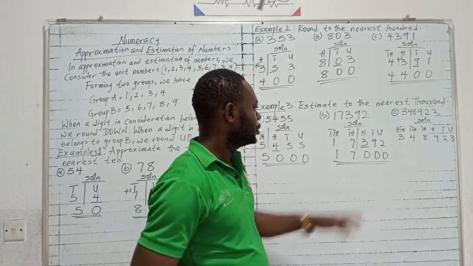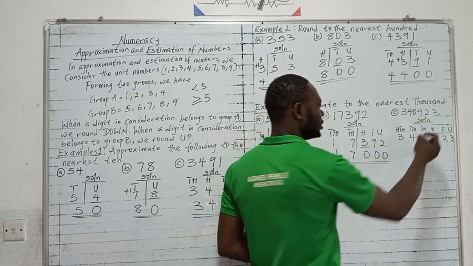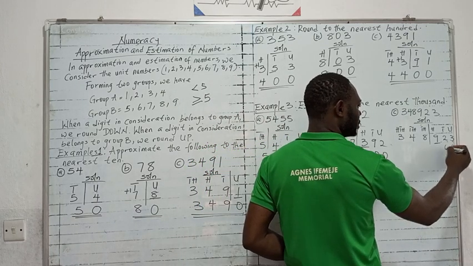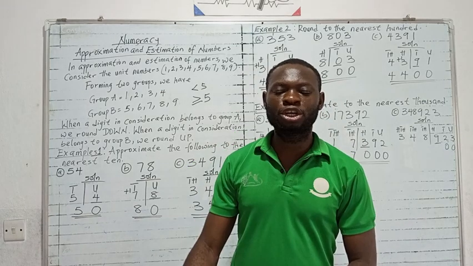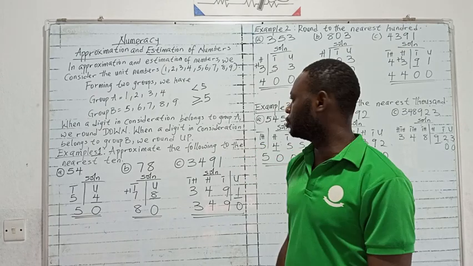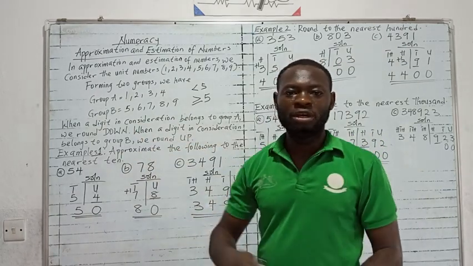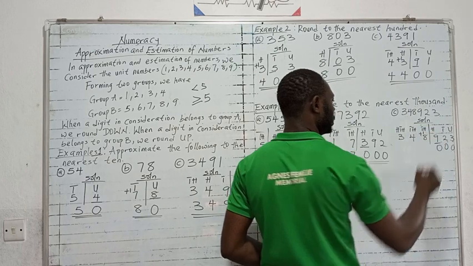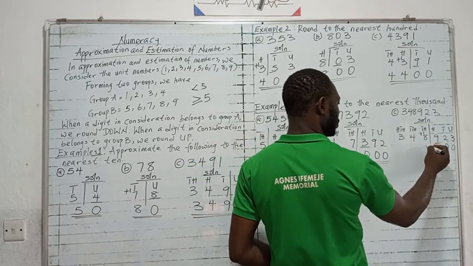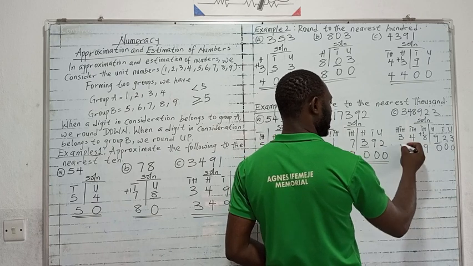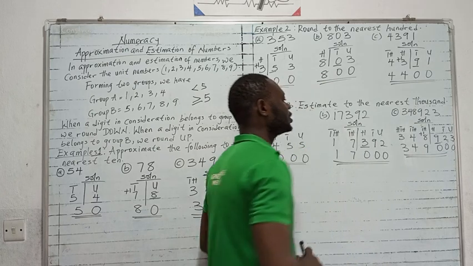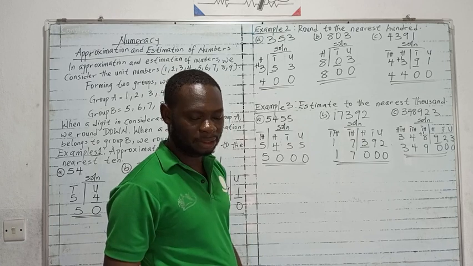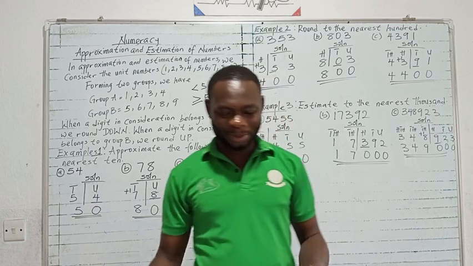Okay? So, since we are rounding to the nearest thousand, we consider the hundreds place value. Meaning that the unit becomes 0, tens becomes 0. We now ask ourselves, the digit in consideration, what group does it belong to? So what group is 9? Group B. We round up. And rounding up means what? That 9 will become 0 and we will add 1 to the thousands. Now 1 plus 8 is what? 9. Bring down 4. Bring down 3. Meaning that 348,923 rounded to the nearest thousand will give us 349,000. Okay? Alright, we will stop here.